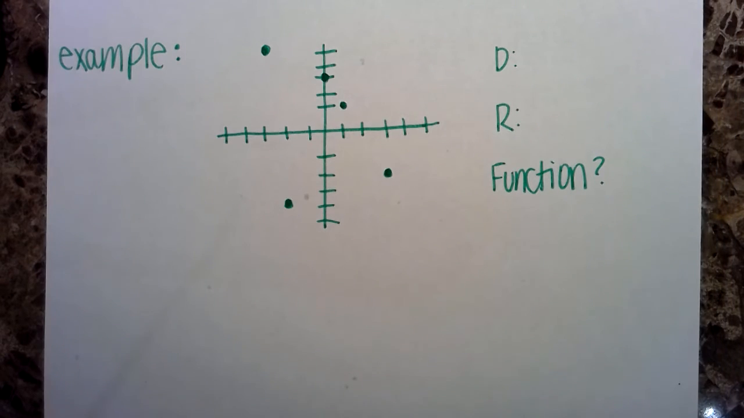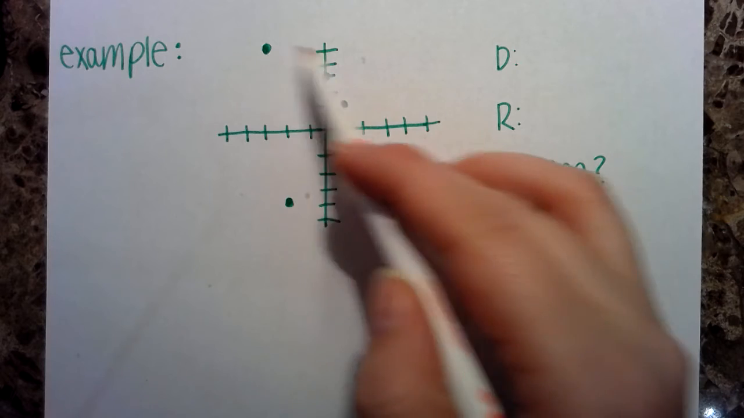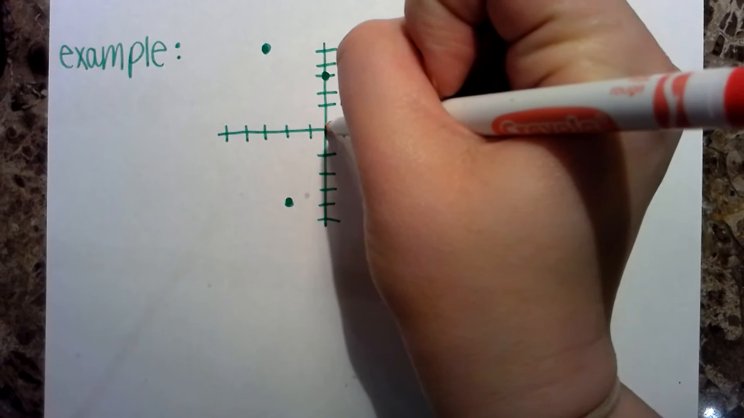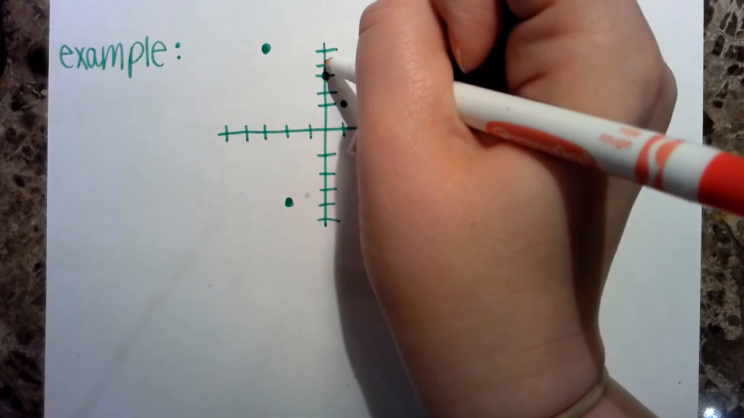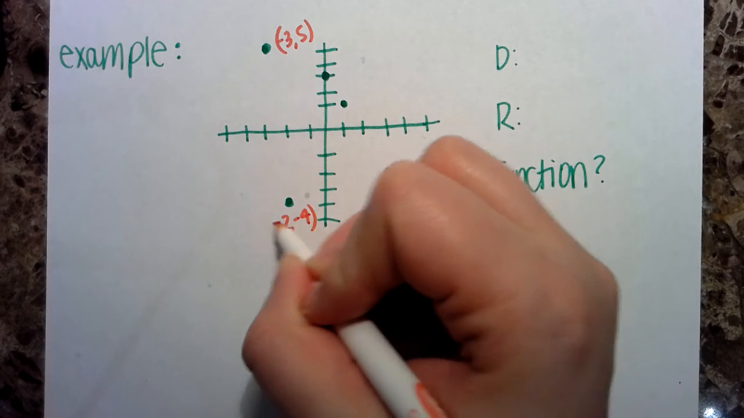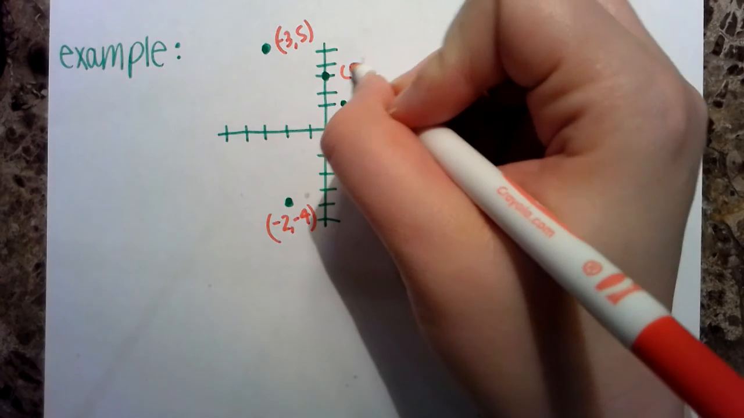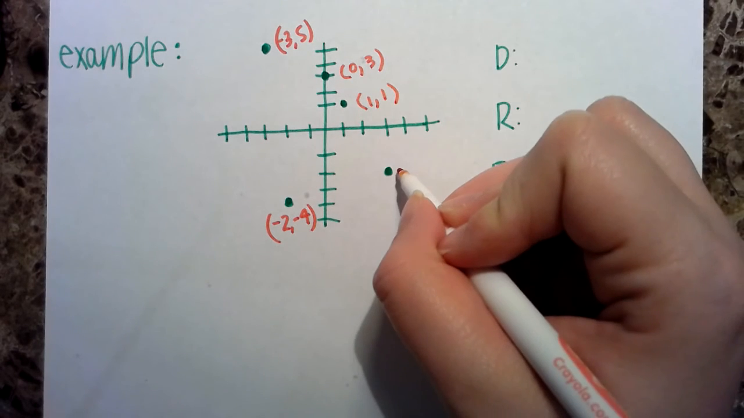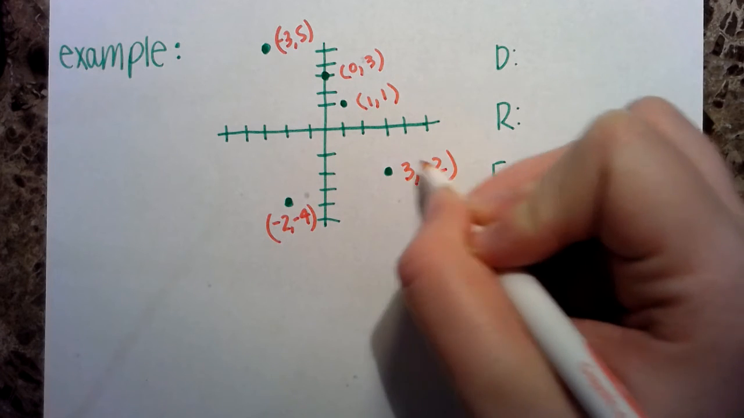Now, this is an example of a graph, and this is one that you guys struggled with a little bit today, or yesterday. So I'm going to show you how to do this one. Make sure you find all of your points first. So for this one, this one is negative 3, and then 1, 2, 3, 4, 5. So this is negative 3, 5. This one is negative 2, negative 4. This point right here is 0, 3. This point right here is 1, comma 1. And this point right here is 3, comma negative 2.